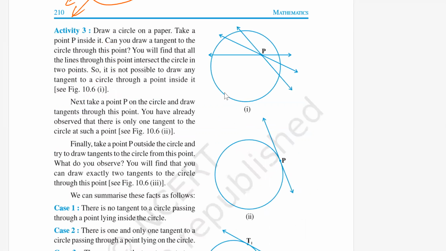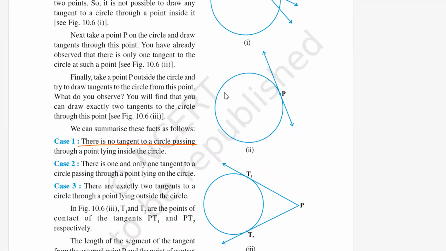Yes, Nirviksha, are you raising your hand? Yes, ma'am. Yes, बोलो. Ma'am, but tangent तो ma'am सारी जगह. There is no tangent to the circle passing through a point lying inside the circle. If a point is lying inside the circle, there cannot be any tangent which is passing through it.